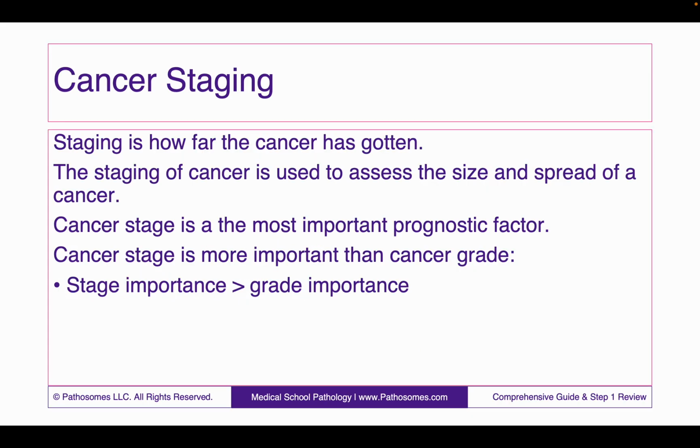Staging, cancer staging. Now, what is that? It's different from grading. Staging is how far the cancer has gotten. The staging of cancer is used to assess the size and spread of a cancer. Cancer stage is the most important prognostic factor. Cancer stage is more important than cancer grade. Stage is more important than grade.